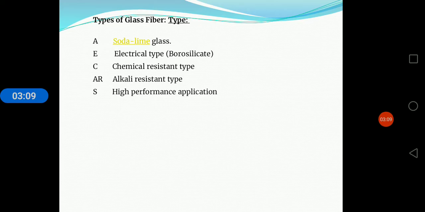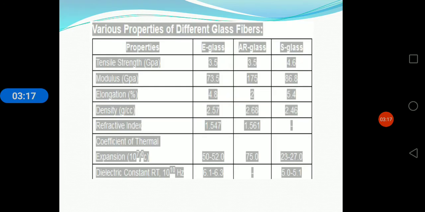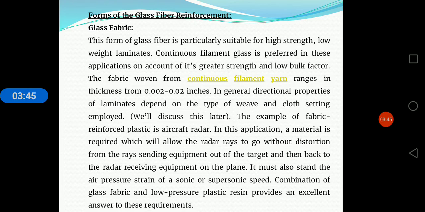Types of glass fibers: soda lime glass, electrical type, chemical resistance type, alkali resistance type, and high performance applications. Various properties of different glass fibers: tensile strength, E-glass 3.5 GPa, modulus. Different characteristics of E, S, and AR glasses: tensile strength, modulus, elongation, density, refractive index, coefficient of thermal expansion, and dielectric constant. There are three types: E-glass, S-glass, and AR glass. Forms of glass fiber reinforcement.